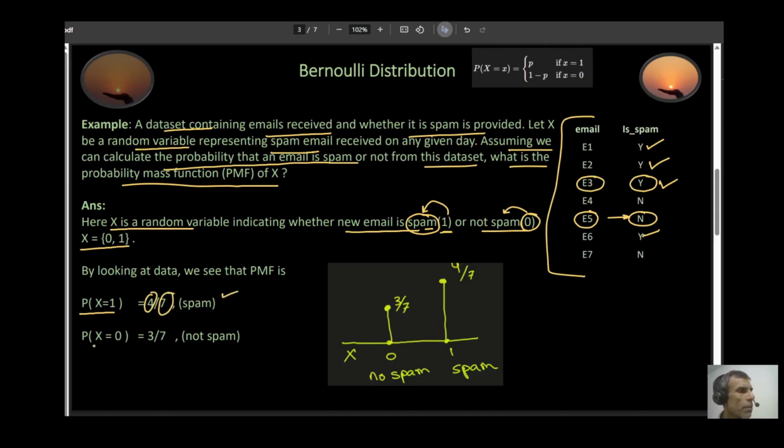On the other hand, for the probability of not a spam, you count how many of them are not a spam. You have this one, this one, this one, and this one is not a spam. So you have 3 of them that are not a spam. So the probability of x equal to 0, in other words, not a spam, is 3 over 7. You can actually represent this pictorially like this. The height of 0, which is not a spam, is 3 over 7, and the height of 1, which is the probability of a spam, is 4 over 7.